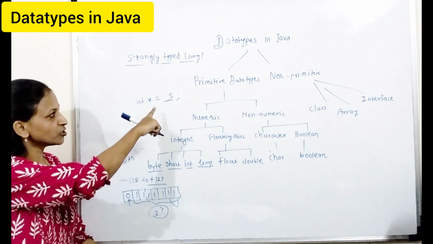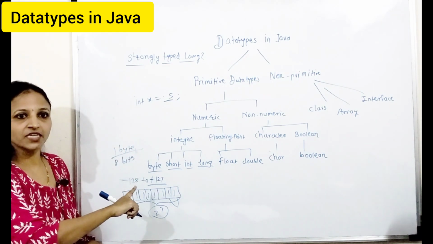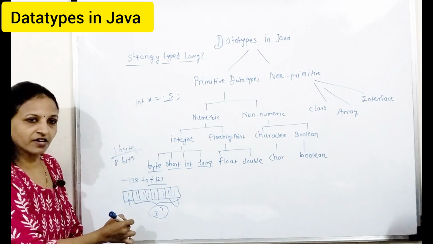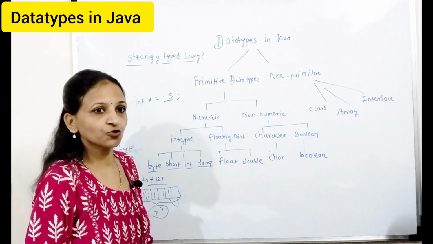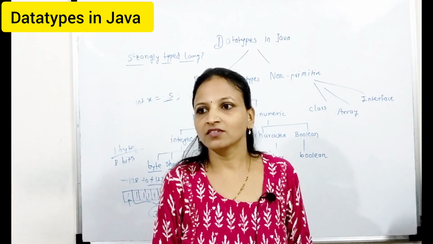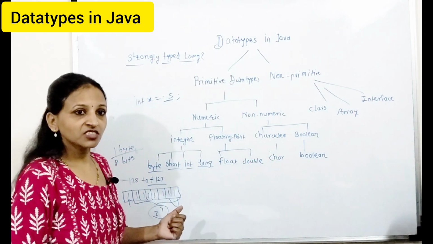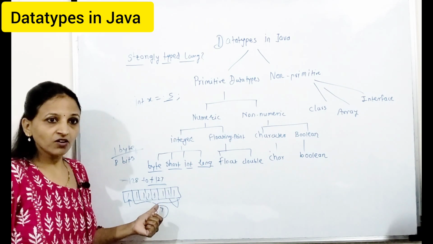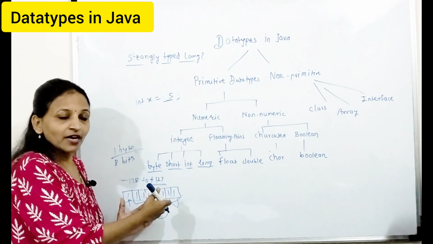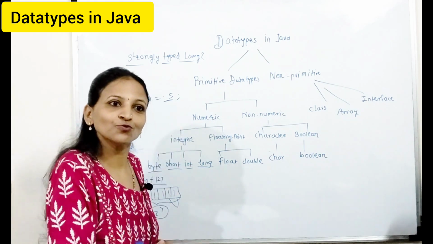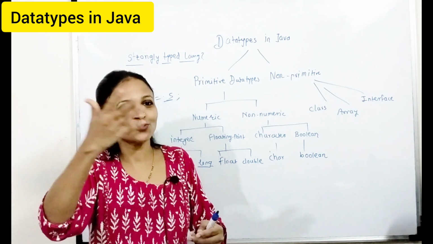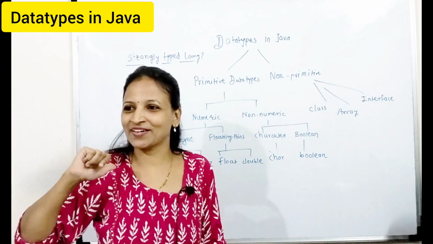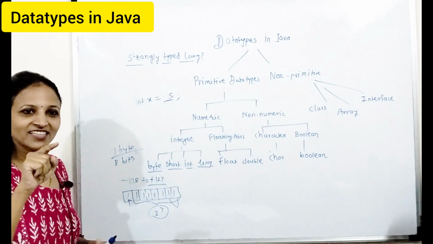In that way, positive numbers are stored. Negative numbers are stored here like this: the first bit is 1 and the remaining bits it will store in 2's complement format. If you want to check which number is stored here, then we have to again find its 2's complement. The 2's complement is nothing but the original number. In this way we have to check.